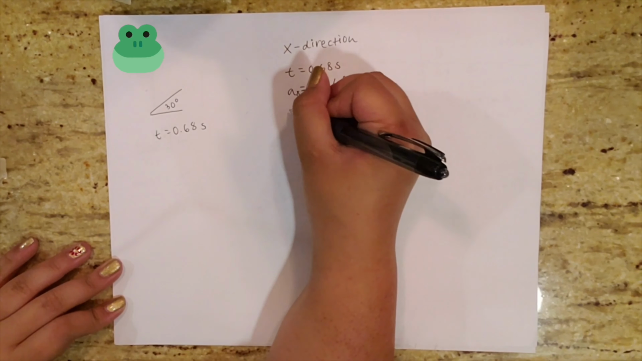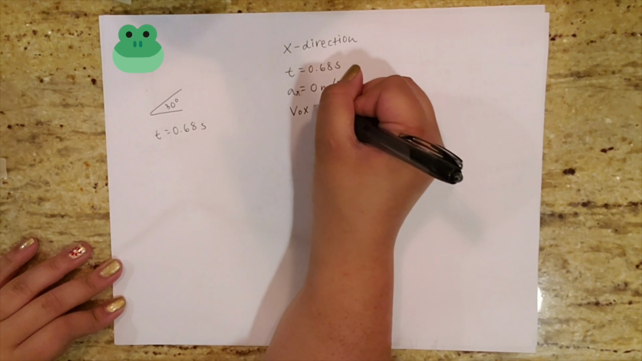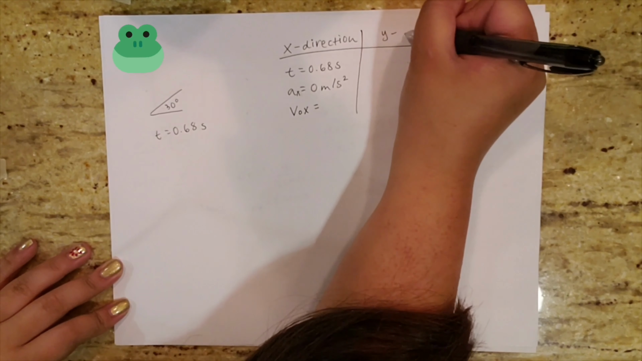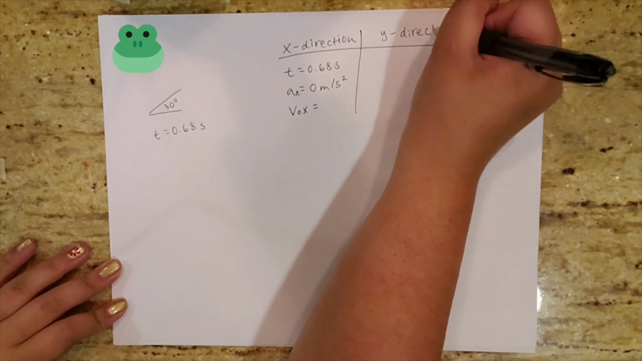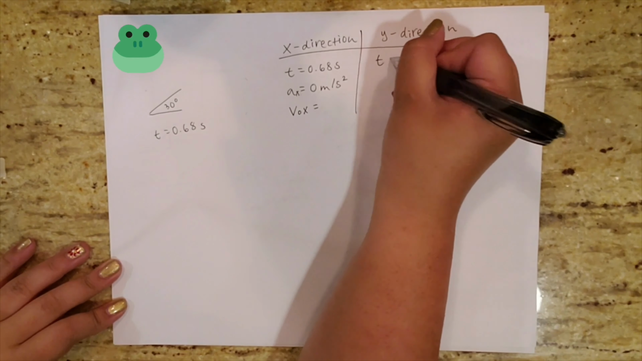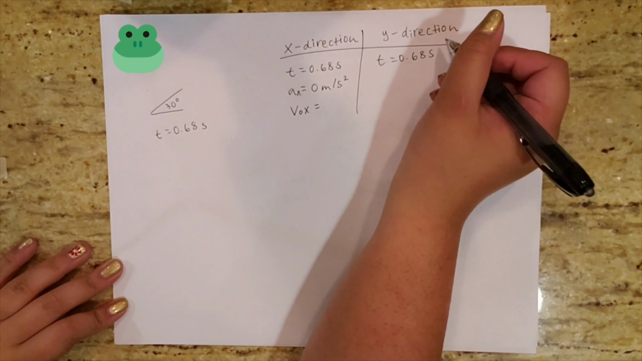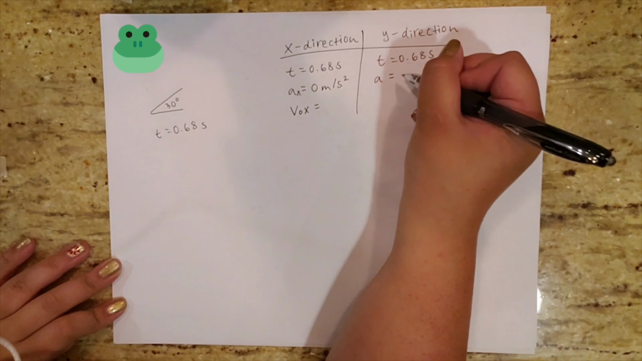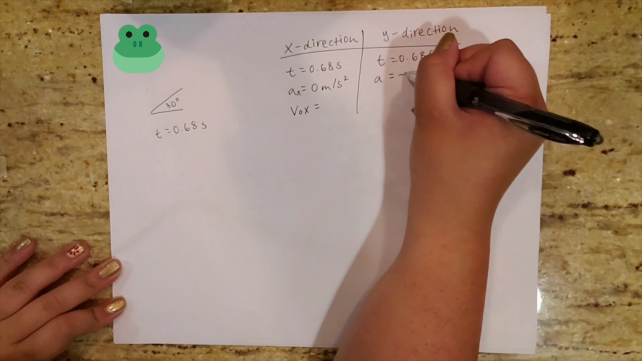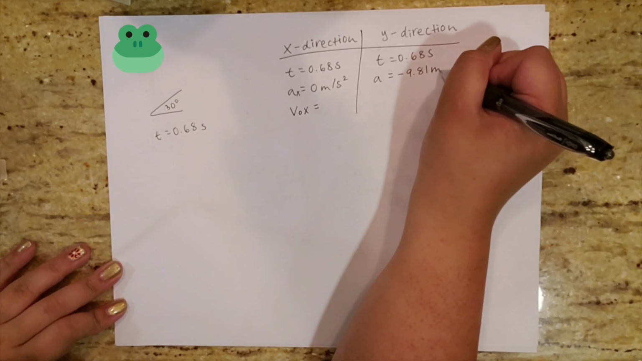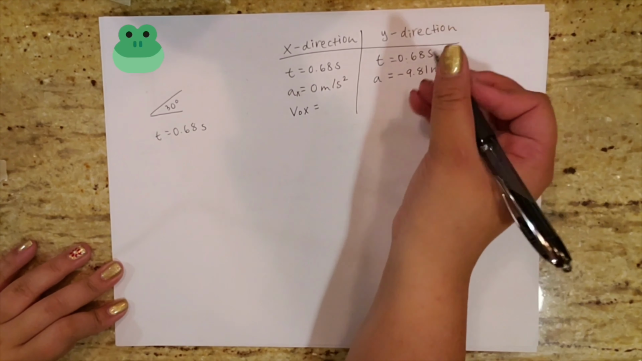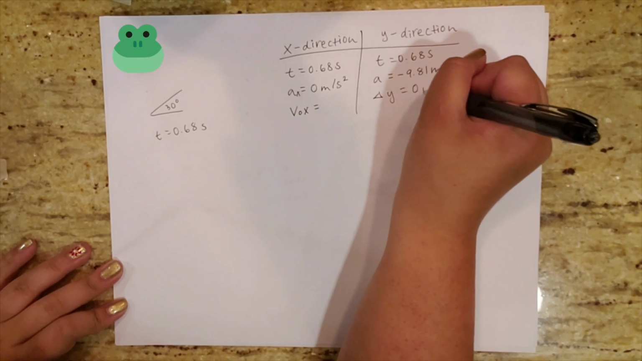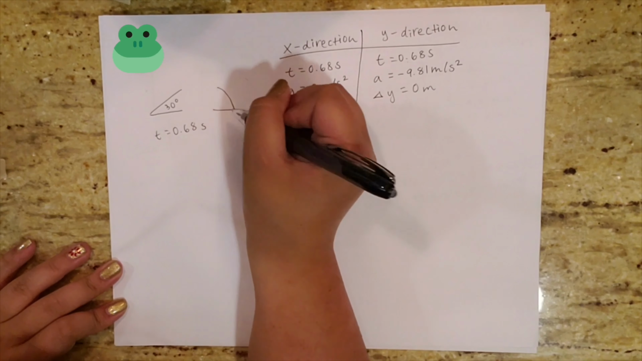Now we're trying to find the initial velocity in the x direction. Now let's take a look at it in the y direction. The time elapsed is also 0.68 seconds. The acceleration for all projectile motion problems in the y direction is always equal to gravity, which is negative 9.81 meters per second squared. The change in y will be 0 meters, as the frog will come back to the ground.